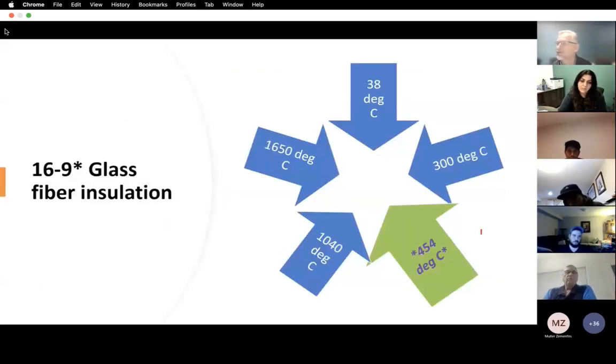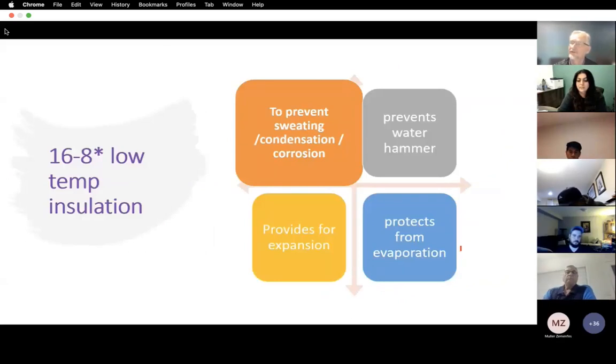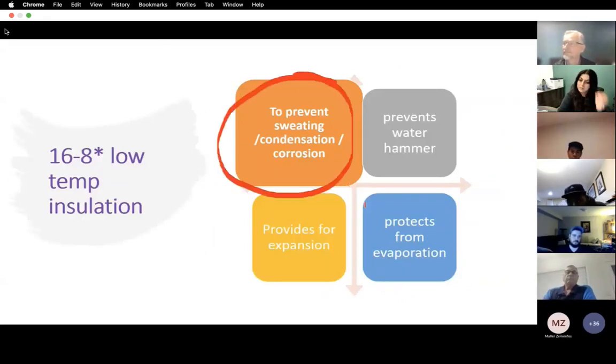Glass fiber insulation, good to 454. When we use low temperature insulation, it's for this, okay? Not these ones.